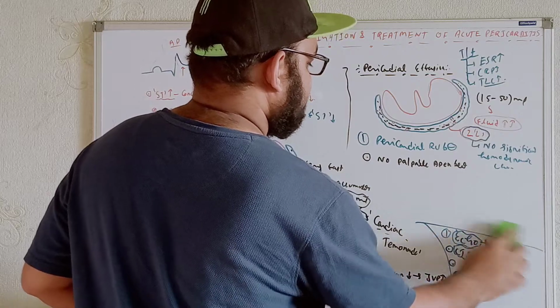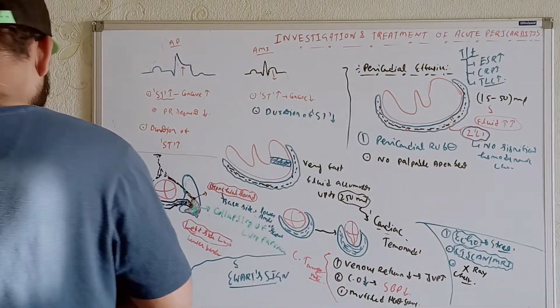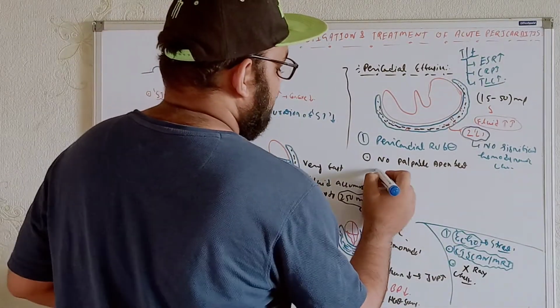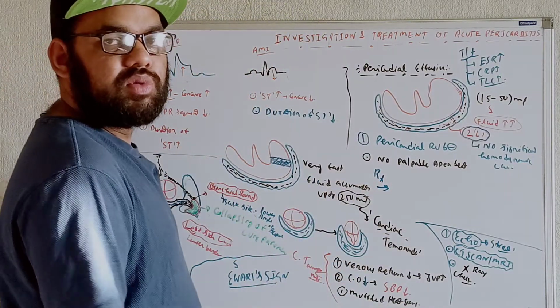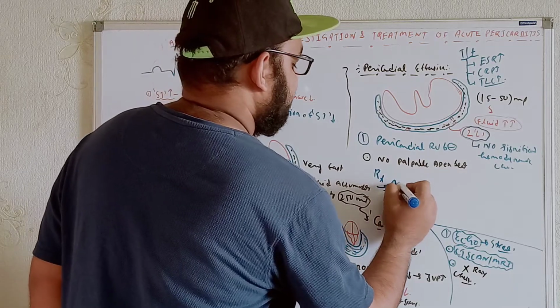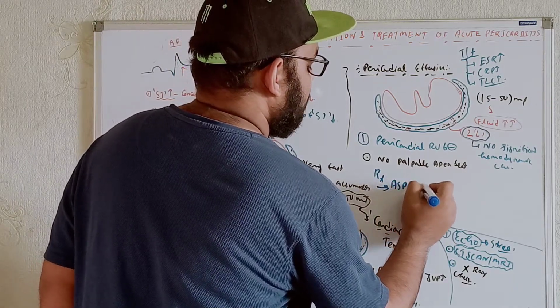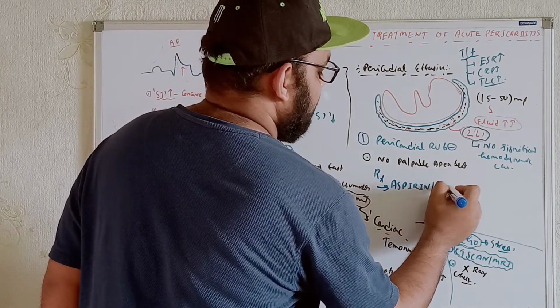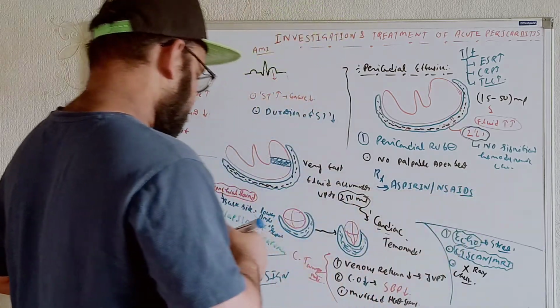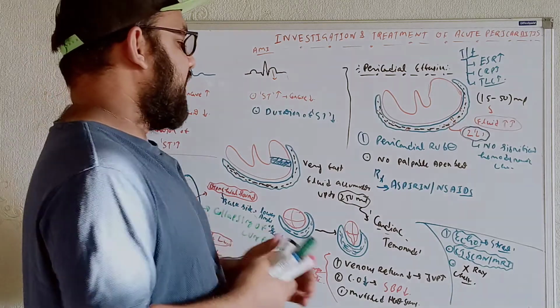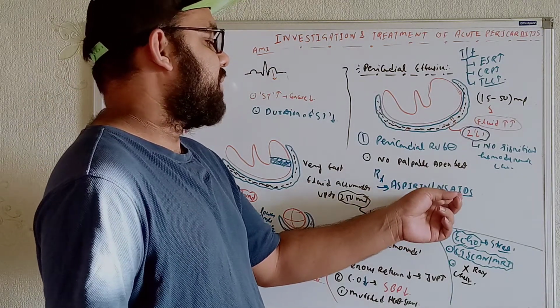So as far as the treatment is concerned, whatever we can do over here. For the first line of the drugs, what can we use? We can use aspirin, or we can use other kinds of non-steroidal anti-inflammatory drugs. So for the first line of the treatment, we use aspirin or non-steroidal anti-inflammatory drugs.